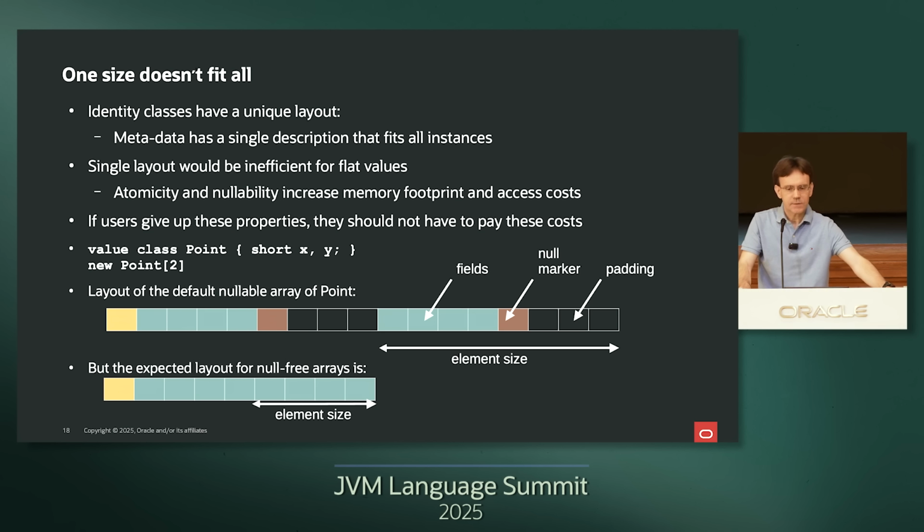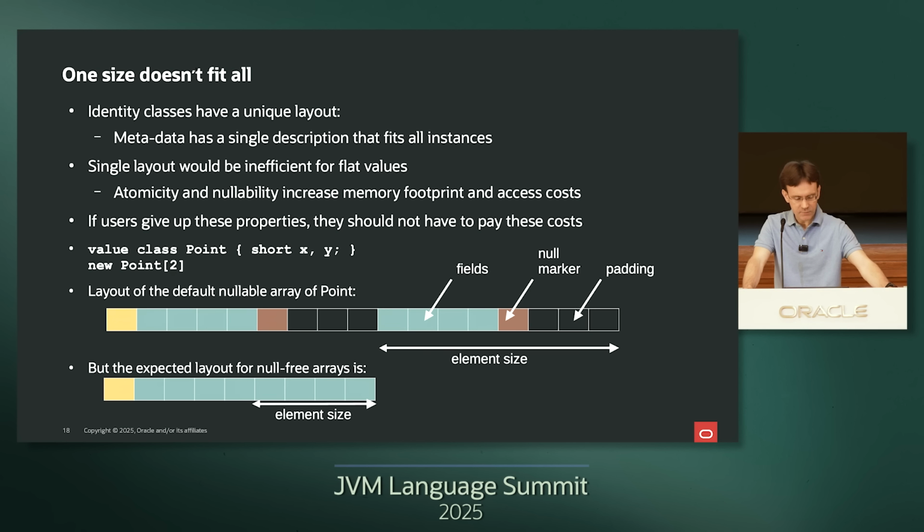Identity classes have a unique layout. In their metadata, there is one description that is used for all instances of this class. A single layout would be inefficient for flat values. We have seen in the previous slides that atomicity and nullability increase the memory footprint and the access costs. If users give up these properties, they should not have to pay this cost.